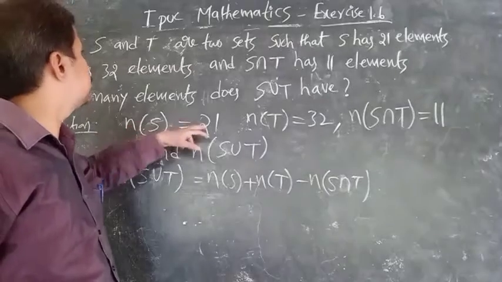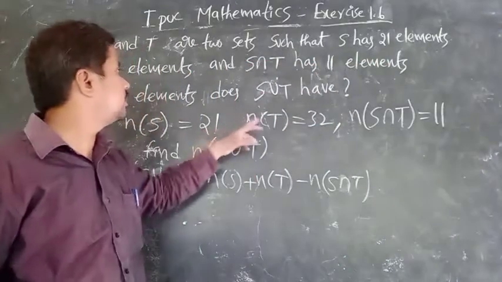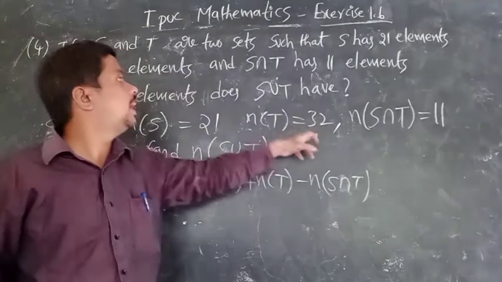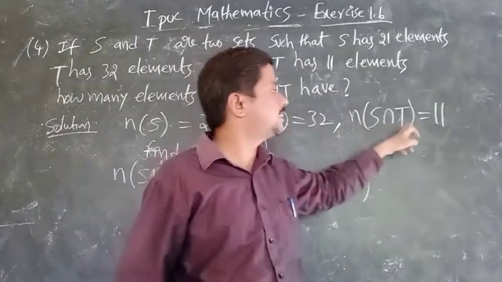N of S is equal to 21. S has 21 elements, so N of S is equal to 21. T has 32 elements, so N of T is equal to 32. And S intersection T has 11 elements, so N of S intersection T is equal to 11.